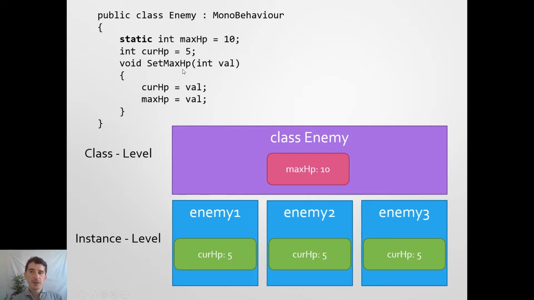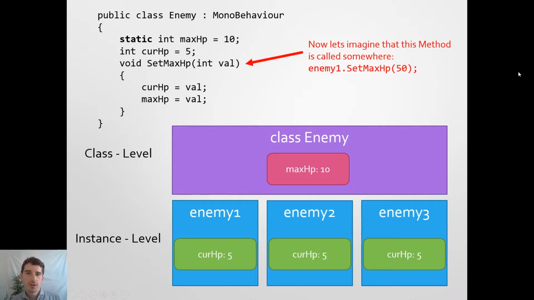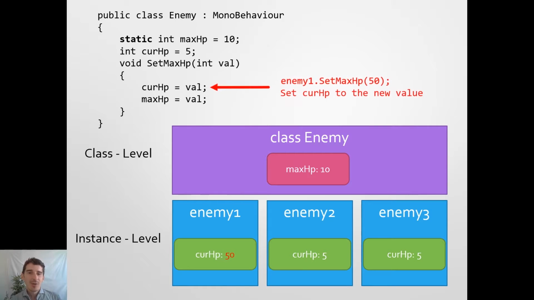Now we have a method that's called setMaxHP, and you can give it a parameter and it sets the currentHP and the maxHP to this value. So let's look at what's going to happen. Imagine that somewhere this code is called: enemy1.setMaxHP(50). So it should set the currentHP to 50 and then also the maxHP, okay? Because it's also healed to full, I guess, if you change the max HP. Whatever, we roll with it. It's like this in this program.